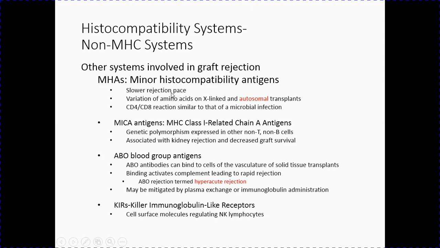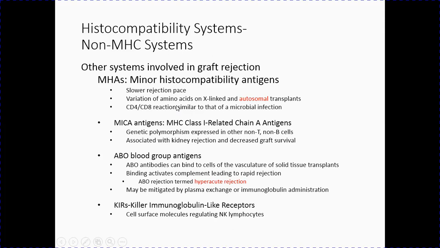Actually, what else do we know about them? They go at a slower pace, so they do cause graft rejection, but at a slower pace. They're a result of variations of amino acids on X-linked and autosomal transplants. And the graft rejection is very similar to what we would expect in a typical CD4 or CD8 mediated reaction. So it's a typical adaptive immune response, nothing fancy to it. It's not something like graft versus host where it's something different, but it's really a typical immune response.